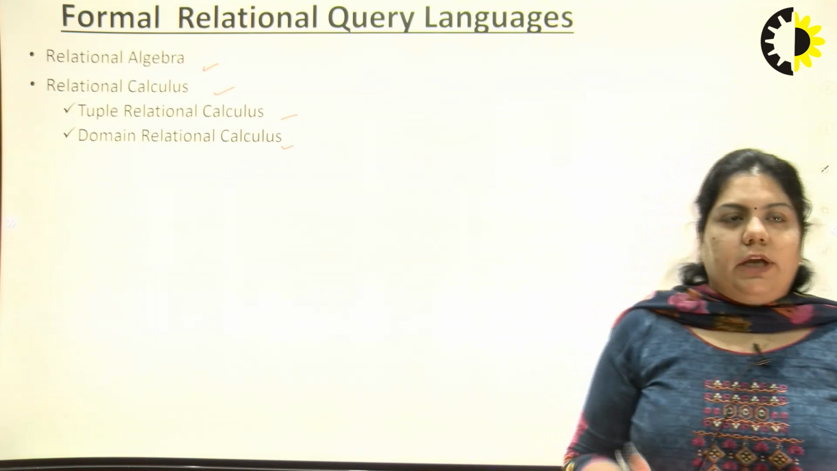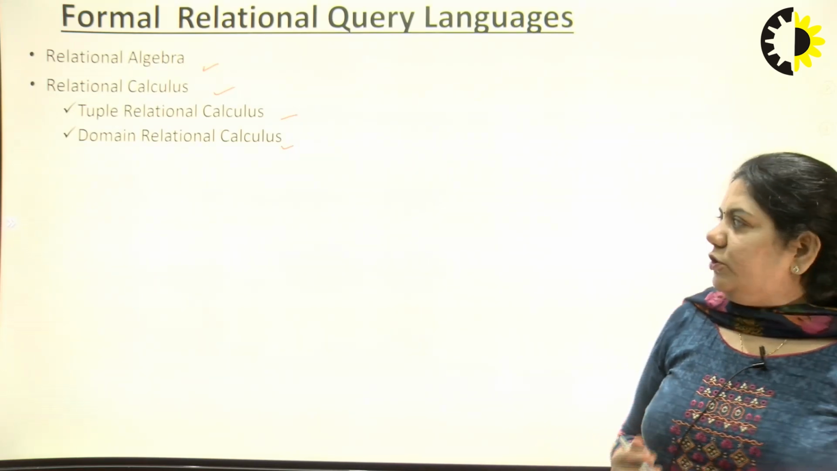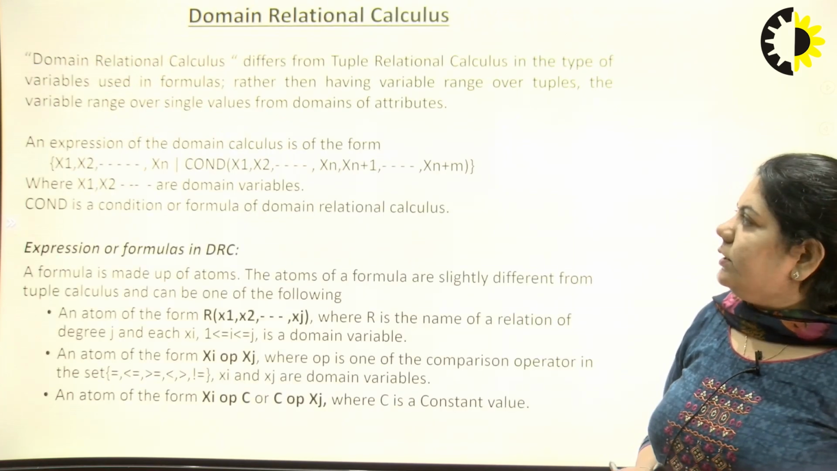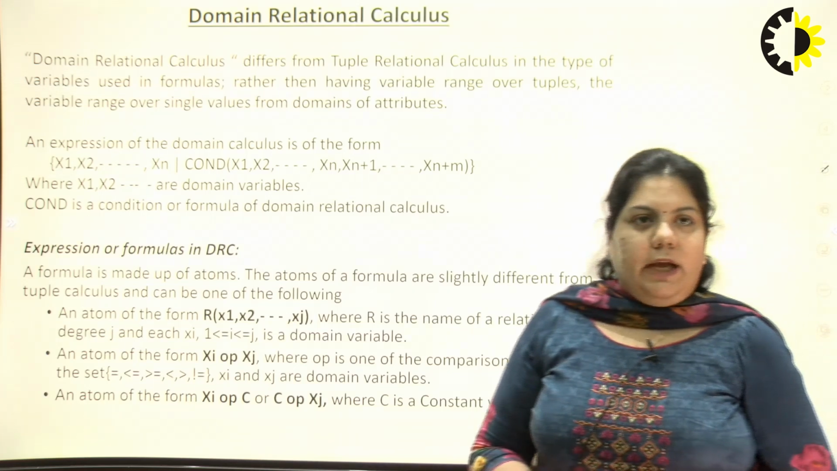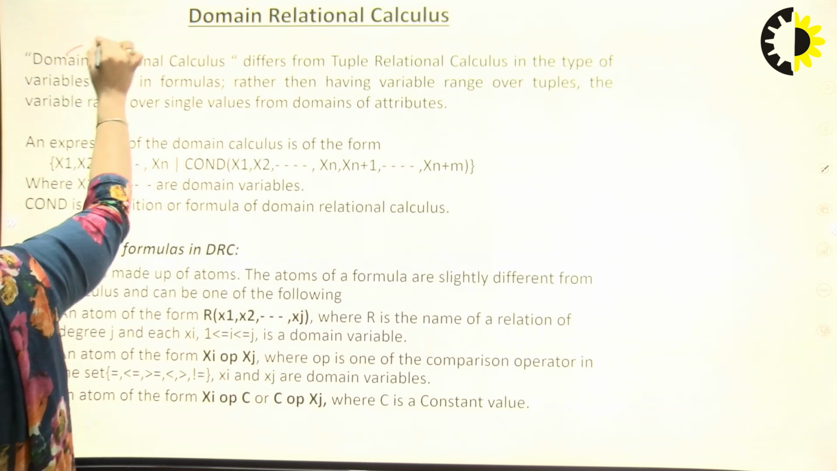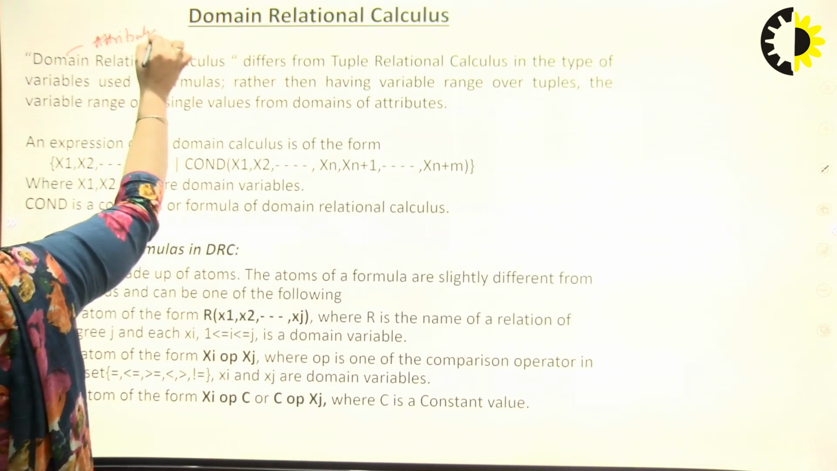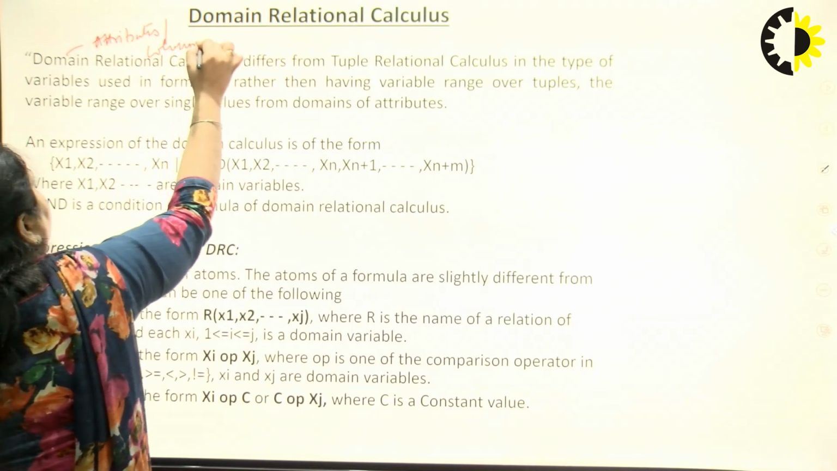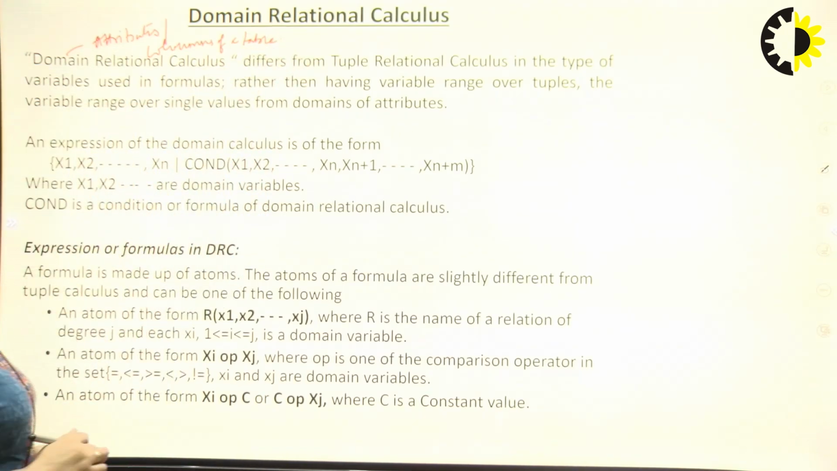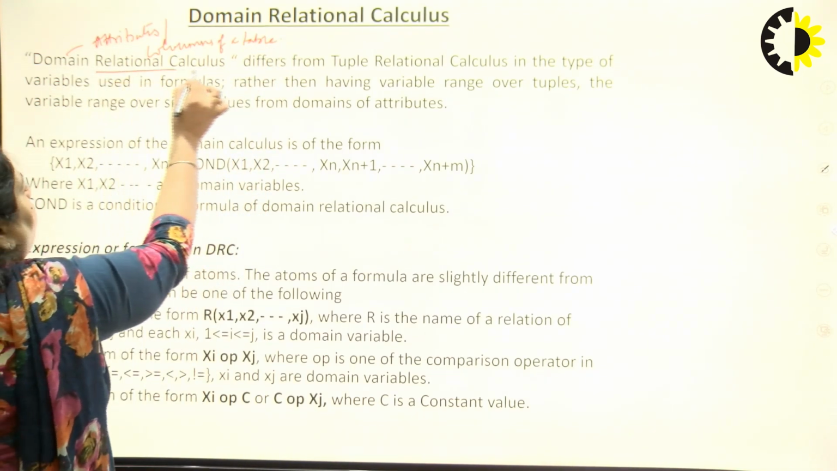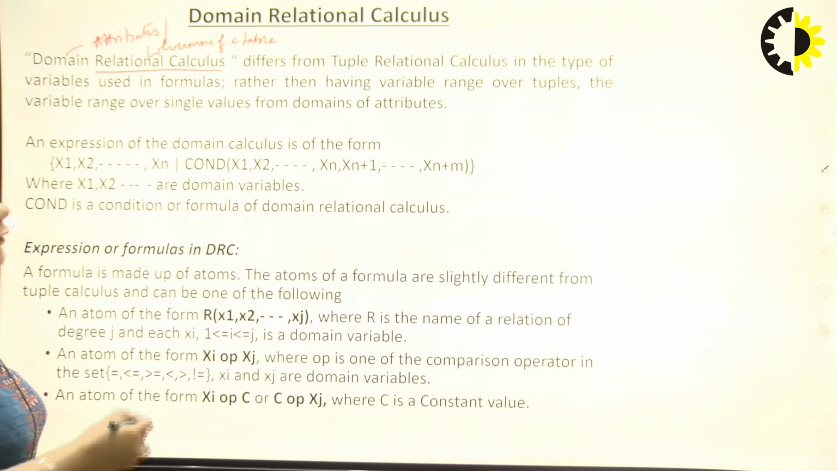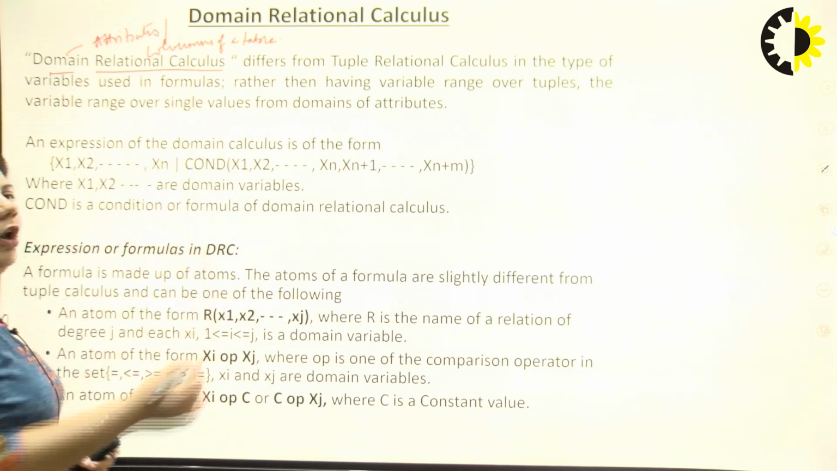Tuple relational calculus I have already talked about in a previous video lecture. Now today we are talking about domain relational calculus. What is domain relational calculus? So in domain relational calculus, domain here stands for attribute. That means columns of a table. So domain relational calculus is a query language through which we will fetch the attributes of a table. We will fetch the domain of a table. We will fetch the column of a table.